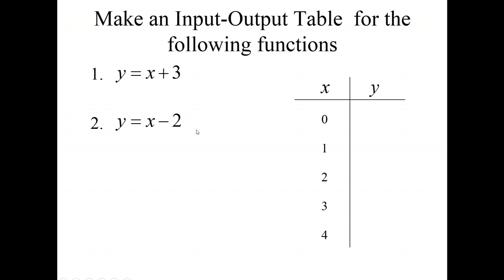Let's try another one: y equals x minus 2. Whatever goes in here, we're going to take away 2. So 0 minus 2 is -2, 1 minus 2 is -1, 2 minus 2 is 0, 3 minus 2 is 1, and so on. So this is x minus 2.